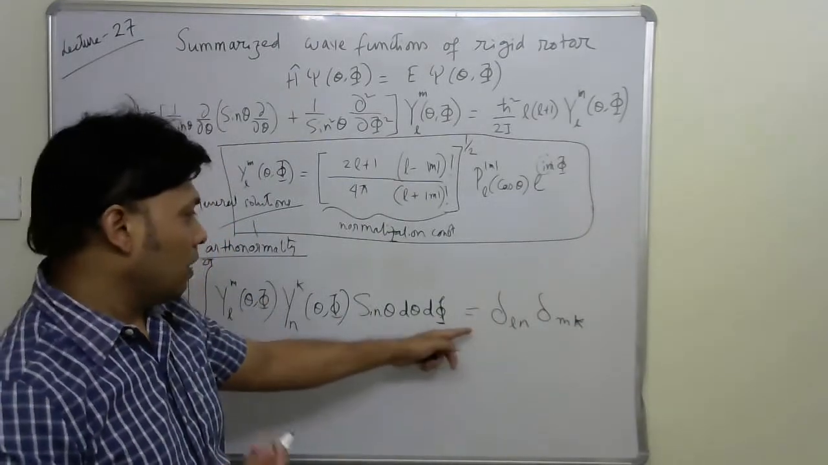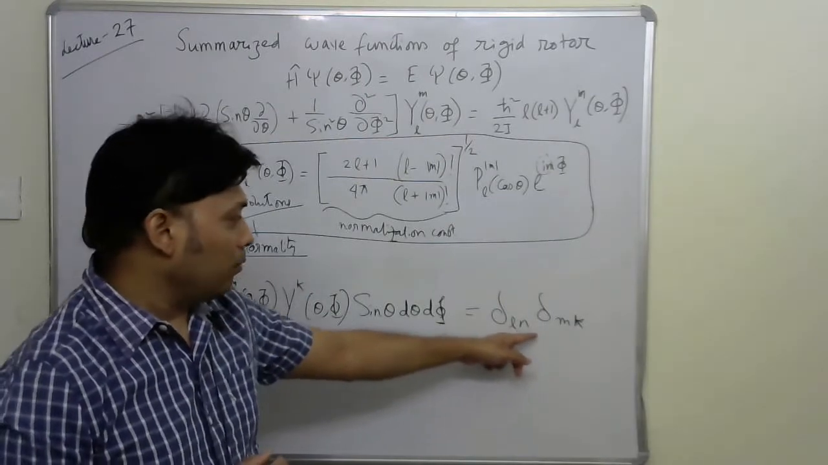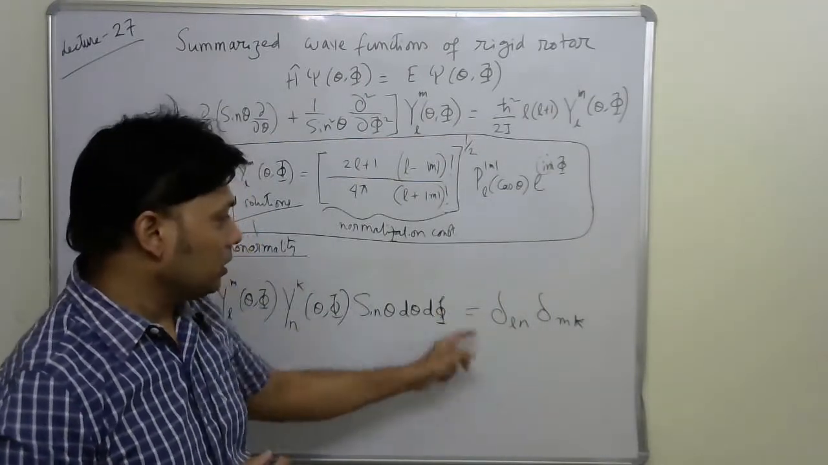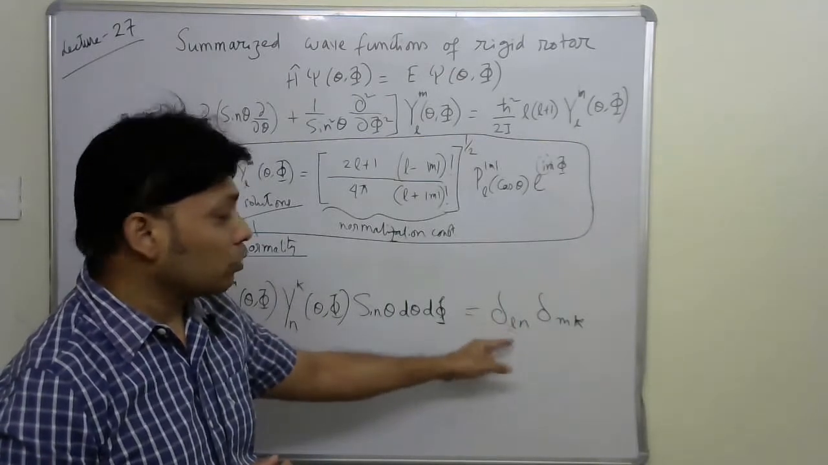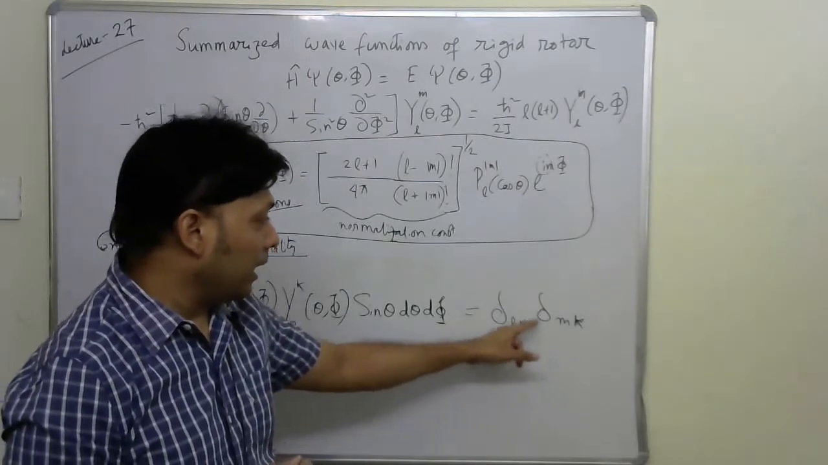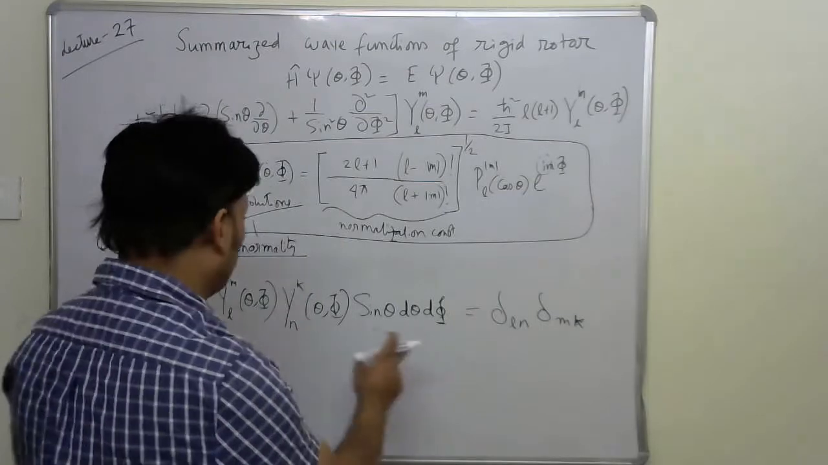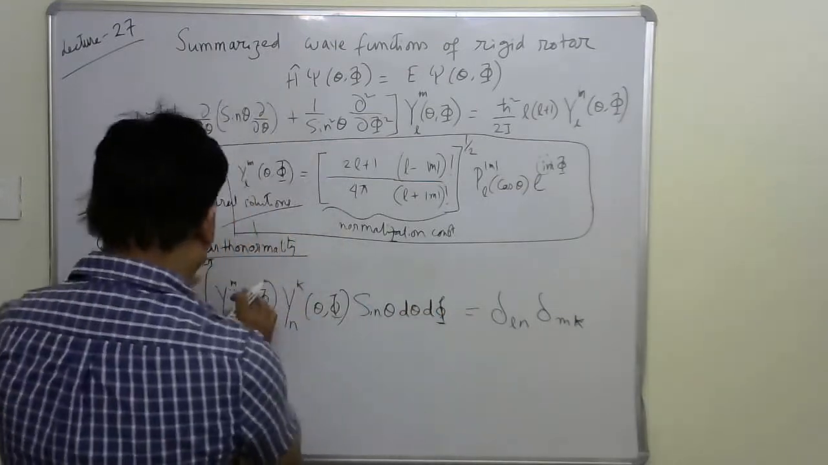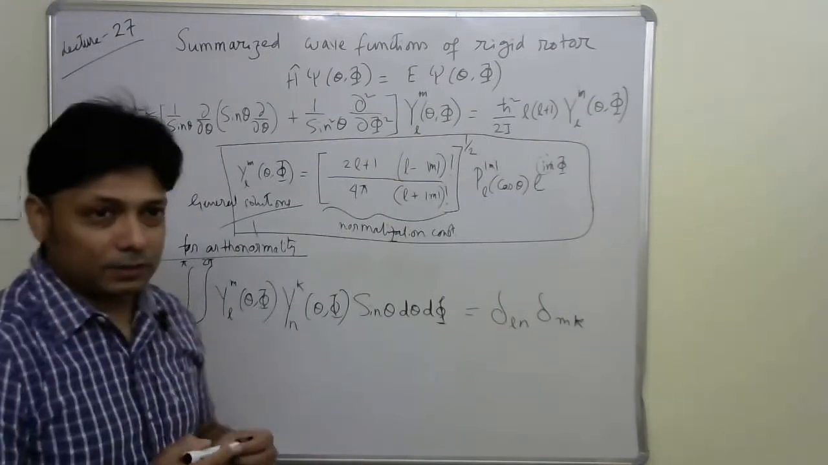So in other words, we have to define that whenever this is 0. We already knew that when l is not equal to n and m is not equal to k, those will be 0. And whenever l is equal to n and m is equal to k, those should be 1, provided Y_lm and Y_nk are normalized.